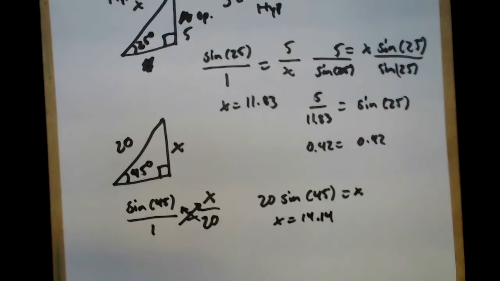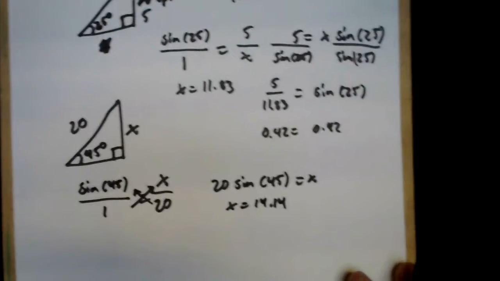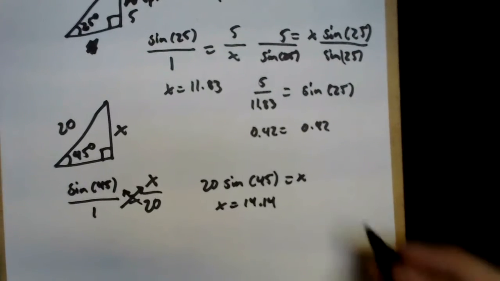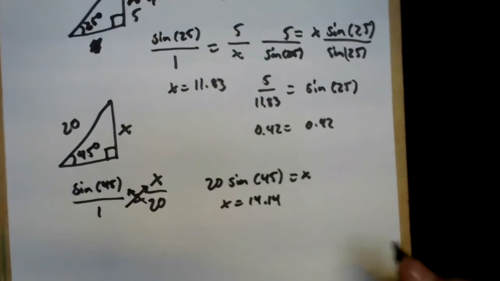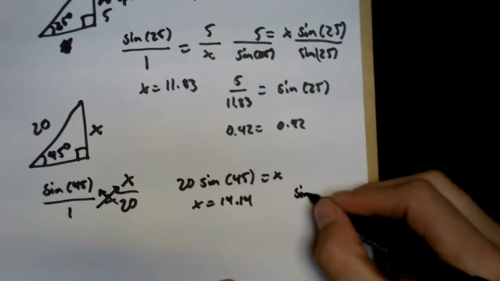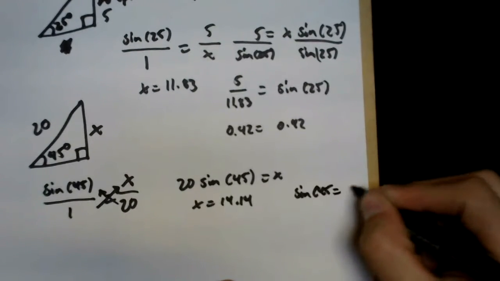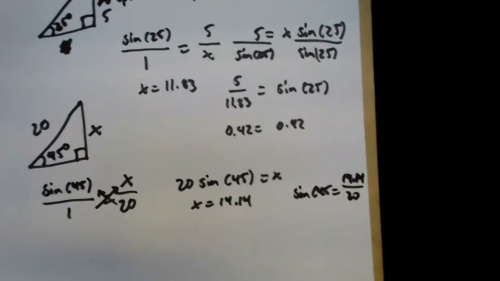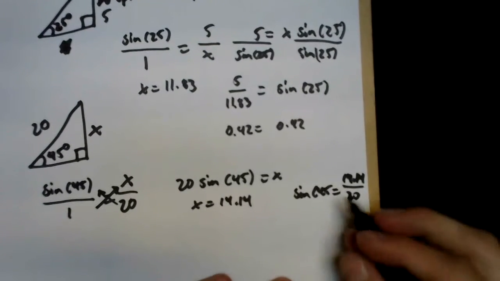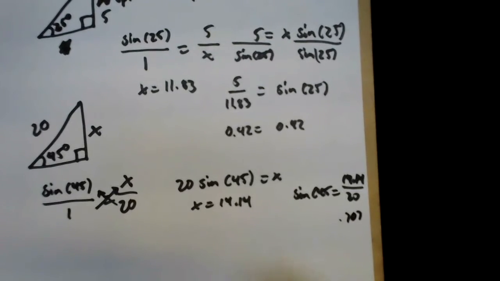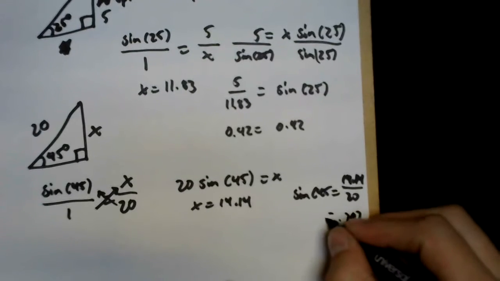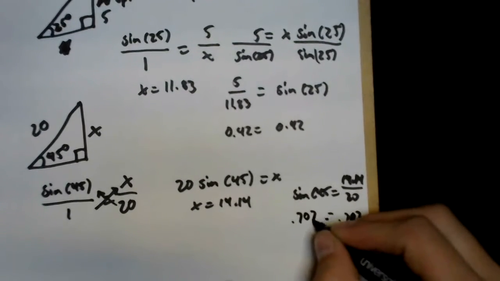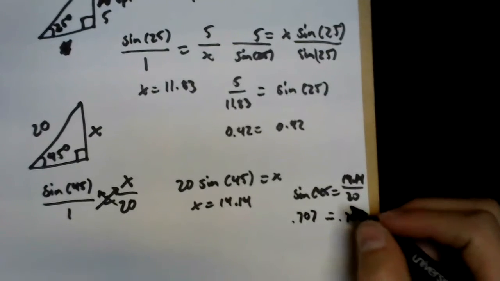If you really want to make sure you're correct and double check your work, sine of 45 should equal 14.14 over 20. So 14.14 divided by 20 is 0.707, and sine of 45 should be 0.707, which it is. So good job, we found it.